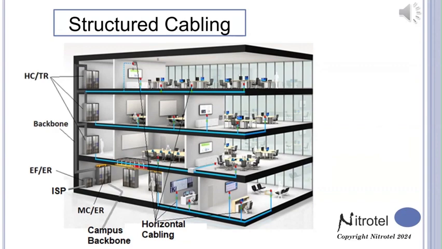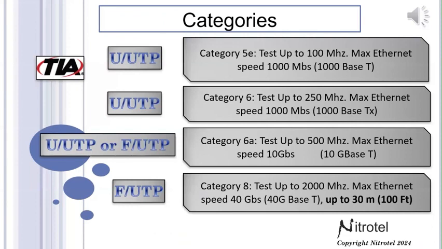Copper cabling used in structured cabling is identified by categories, and there are 4 main categories of copper cabling in common use right now. Category 5E, which tests up to 100 megahertz and has a maximum Ethernet speed of 1,000 megabits per second, or gigabit Ethernet. Category 6 cable tests up to 250 megahertz worth of bandwidth and has a maximum Ethernet speed of also 1,000 megabits per second, which is gigabit Ethernet.